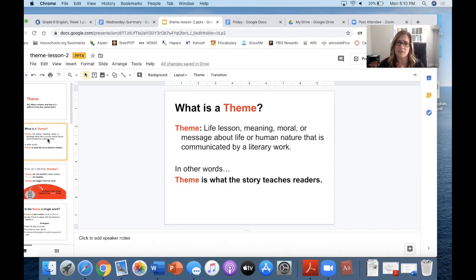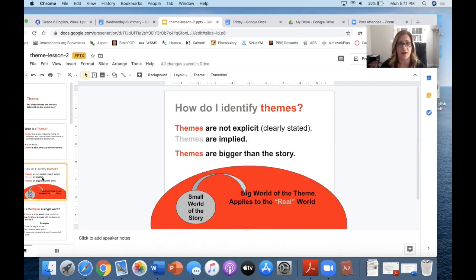And so theme is a little bit different than central idea. So we want to focus on how to identify it. The theme, they don't come right out and say it. It's not clearly stated. It's not explicit. It's what we call implied, meaning we as the reader have to figure that out. And we figure that out through the details and the support that's provided in the story.